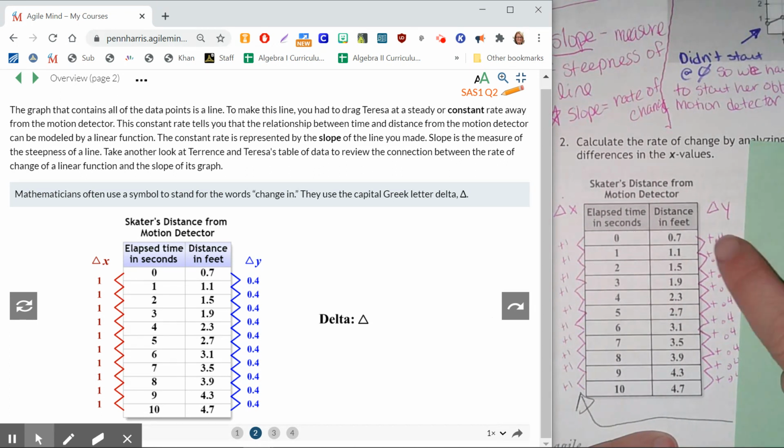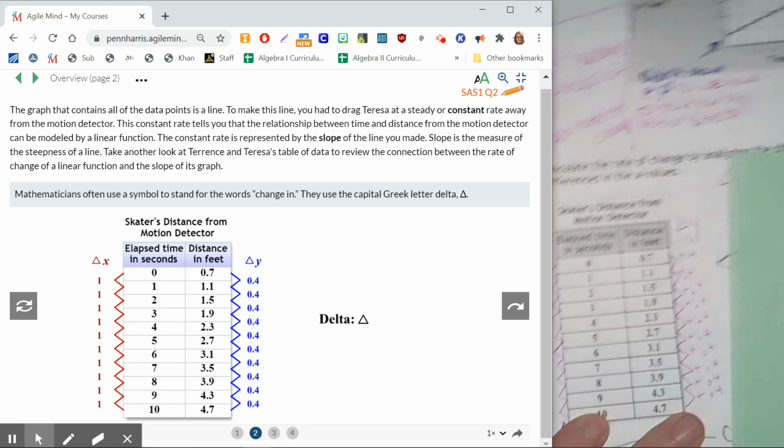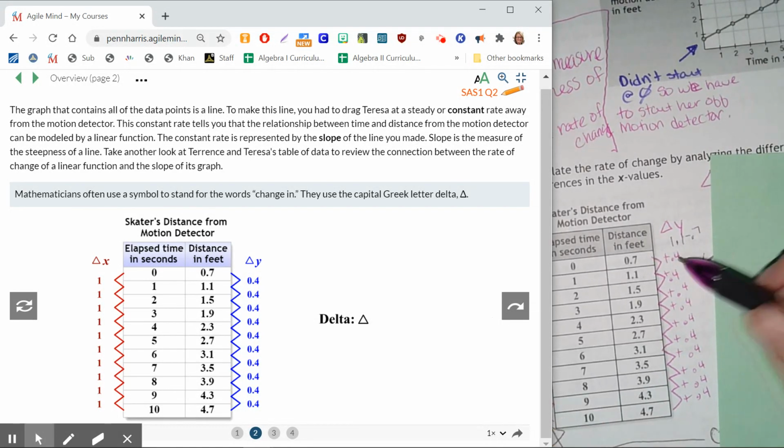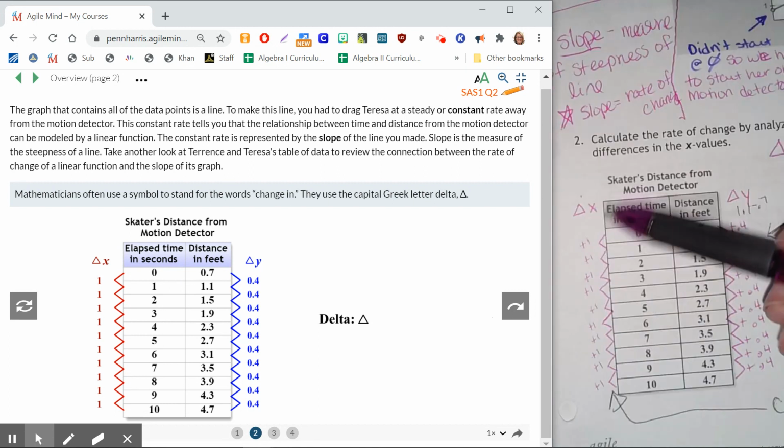We found from 0.7 to 1.1, it increases by 0.4. For those of you that are like, decimals, how in the world am I ever going to do this? Guys, plug into your calculator. 1.1 minus 0.7, and it will give you that number. So if we, guys, all of these would have a change of 0.4. All of these have a change of 1.